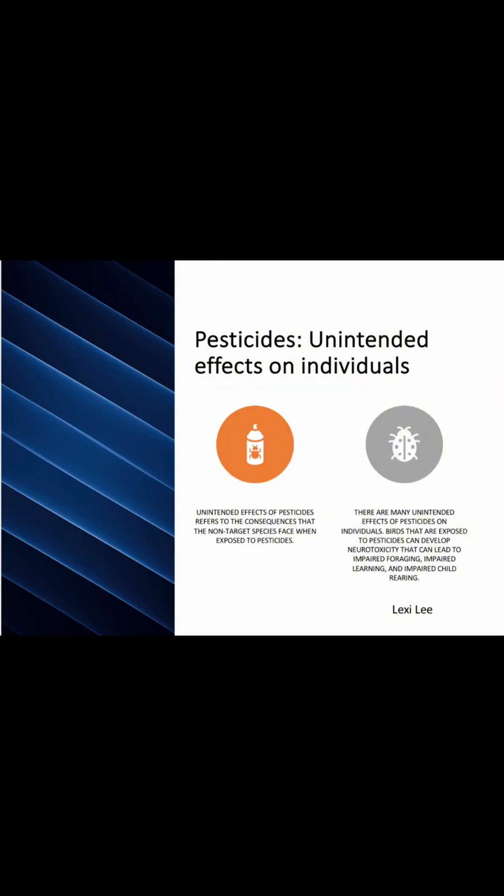And the unintended effects of pesticides refers to the consequences that the non-target species and wildlife face when they are exposed to pesticides. And so even though harming these organisms was not a goal of pesticides being used, it has to be studied because it does affect them. And there are many different unintended effects. Like birds that are exposed to pesticides can develop neurotoxicity, and that can lead to a bunch of impairments such as with their foraging, their learning, and their chick rearing. And the combination of those factors is going to lead to mass deaths within the population, so it's going to have a very negative effect.